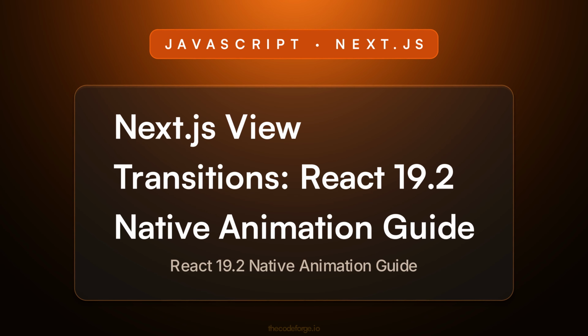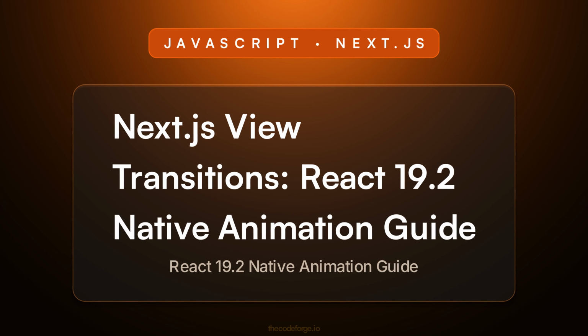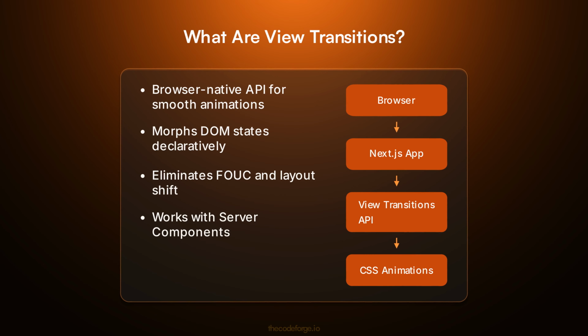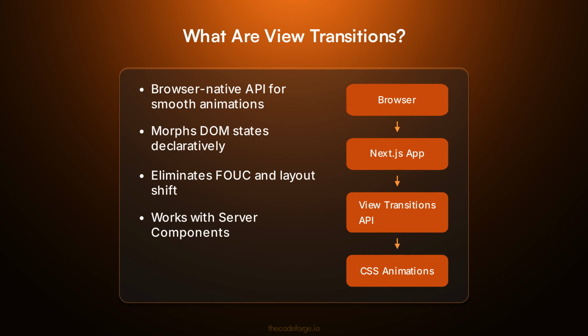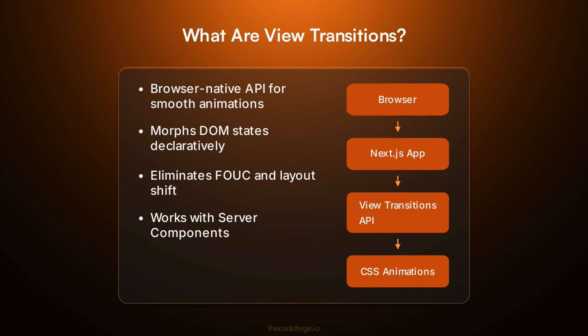Let's break down Next.js View Transitions, the React 19.2 native animation guide, how it works, and the exact mistake behind that failure. View transitions are a browser-native API that lets you animate between DOM states. Instead of a hard cut, the browser smoothly morphs one page into another. This eliminates flash of unstyled content and layout shift, improving perceived performance.